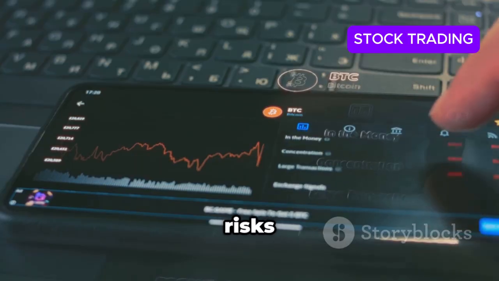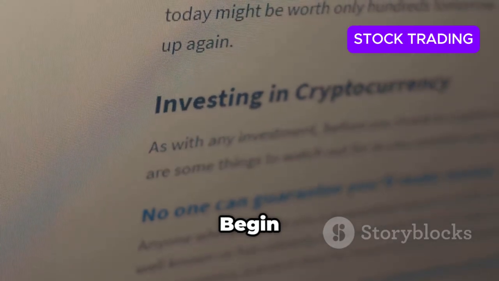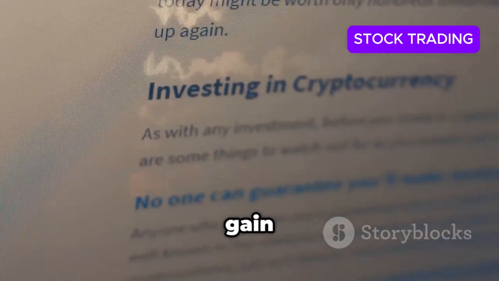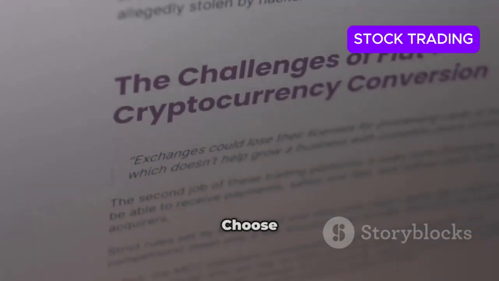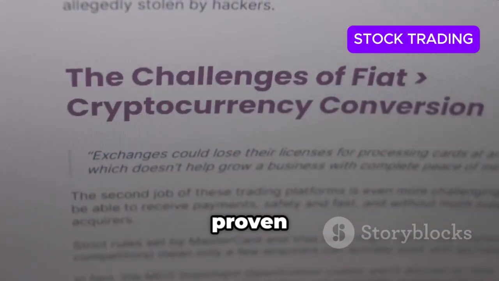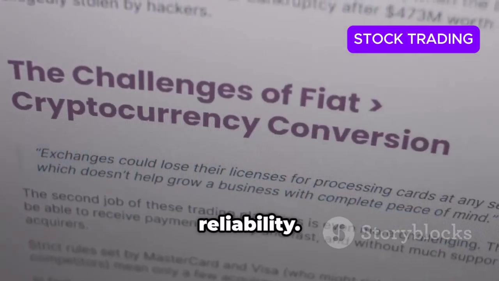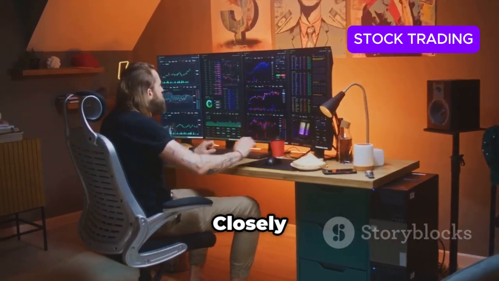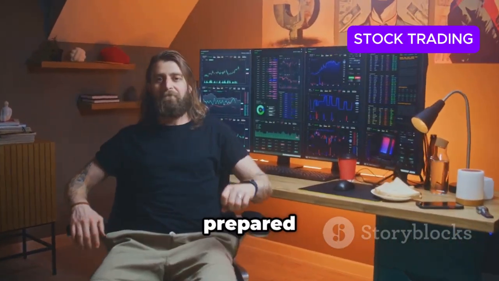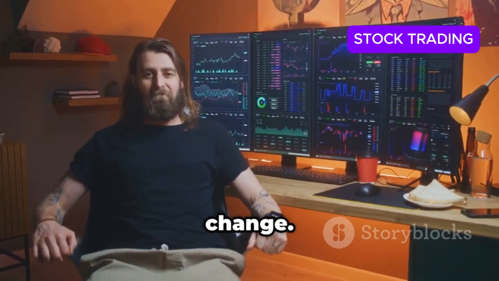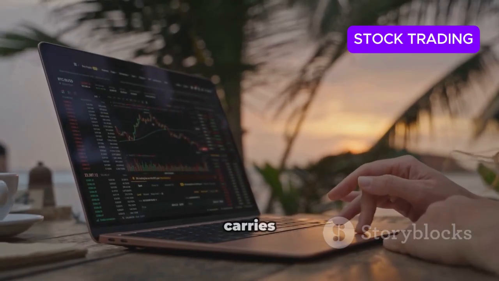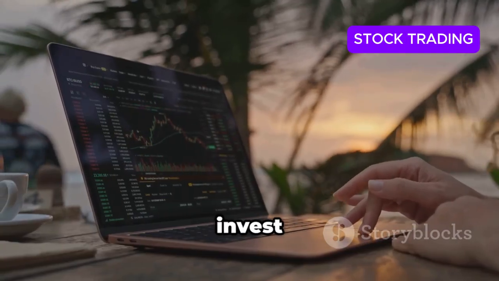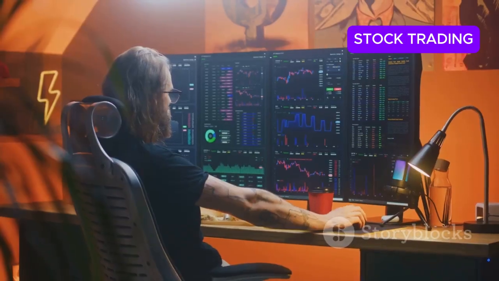To mitigate these risks, start small. Begin with small amounts of capital until you gain experience and confidence. Use reputable exchanges. Choose well-established exchanges with a proven track record of security and reliability. Monitor trades closely. Keep a close eye on your trades and be prepared to act quickly if market conditions change. Don't risk more than you can afford to lose. Cryptocurrency trading carries inherent risks, so never invest more than you're willing to lose.